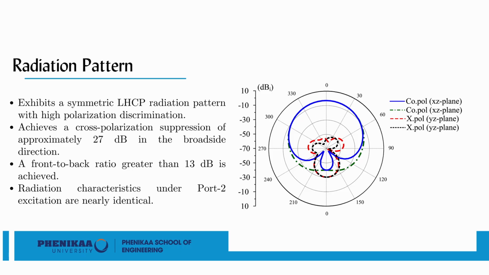A critical metric for dual polarized systems is polarization discrimination, ensuring the left-hand signal does not interfere with the right-hand signal. Our design achieves exceptional discrimination, showing a cross-polarization suppression of approximately 27 decibels in the direct broadside direction. Additionally, the structure directs power efficiently upward, maintaining a solid front-to-back ratio strictly greater than 13 decibels.